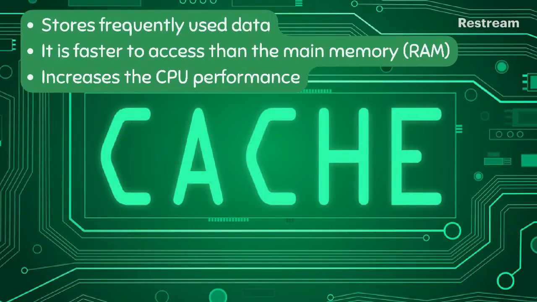So, the cache, what does a cache do? Well, the cache stores frequently used data. But it's not just any sort of storage holder. It is faster to access than the RAM, the main memory. Most of the data in a computer is stored in the main memory, but it would take a long time if you had to keep accessing everything from there. So you've got the cache, which holds the frequently used data, which is much faster to obtain. Now, it actually increases the CPU performance.